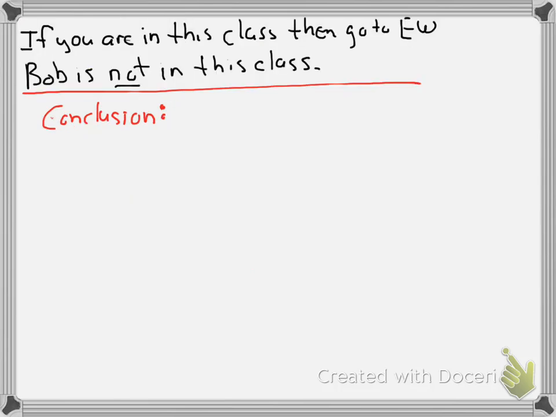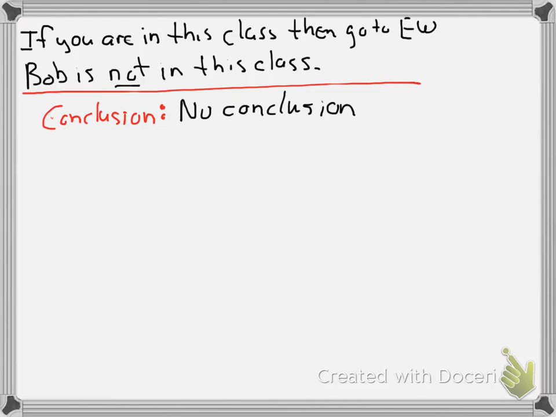Suppose that we're given the stuff in black up there, that if you're in this class, then you go to Edgewood, and we know that Bob is not in this class. Does the law of detachment allow us to draw any conclusions? Again, we're going to pause here and think about it for a minute. Okay, supposing you've done that. Notice we did not match the if part. So the law of detachment does not allow us to draw a conclusion. We simply, in this case, say that there is no conclusion.